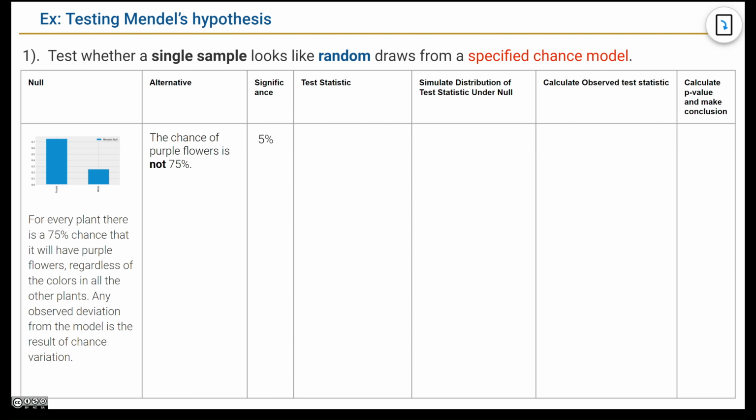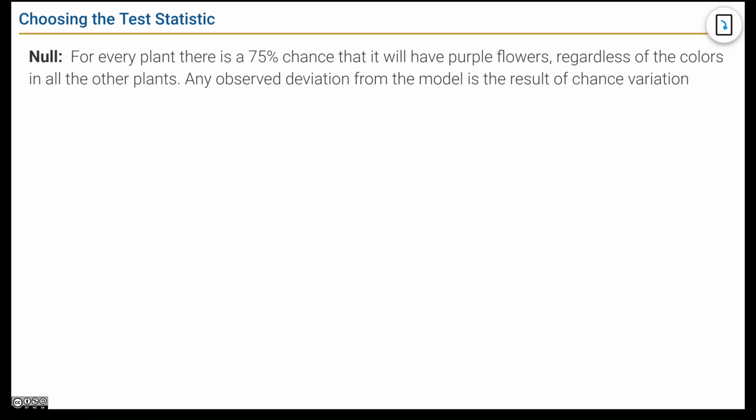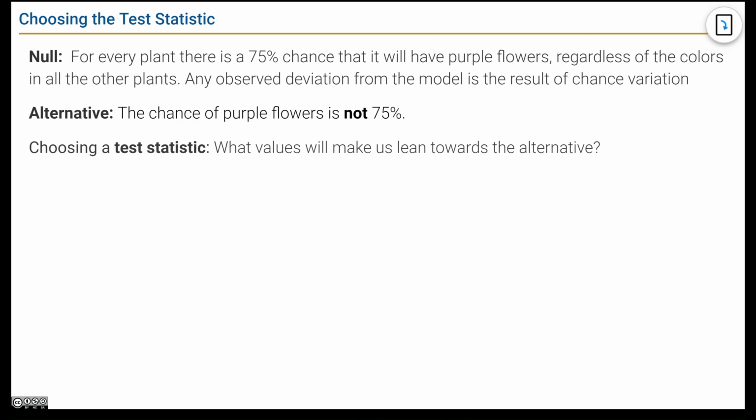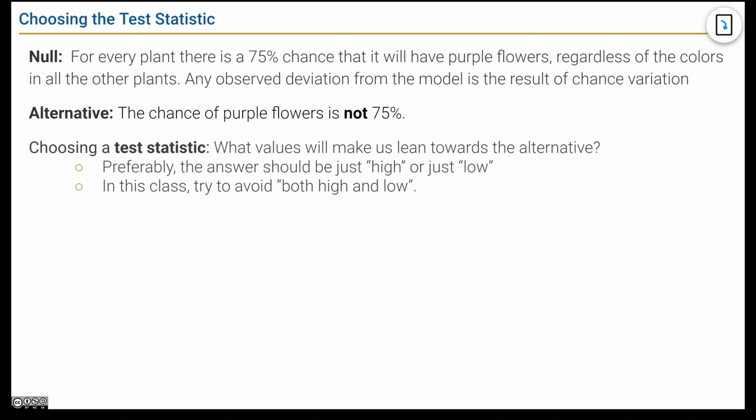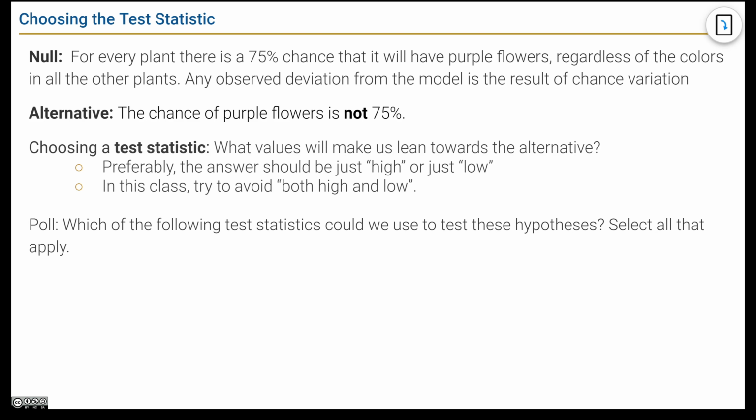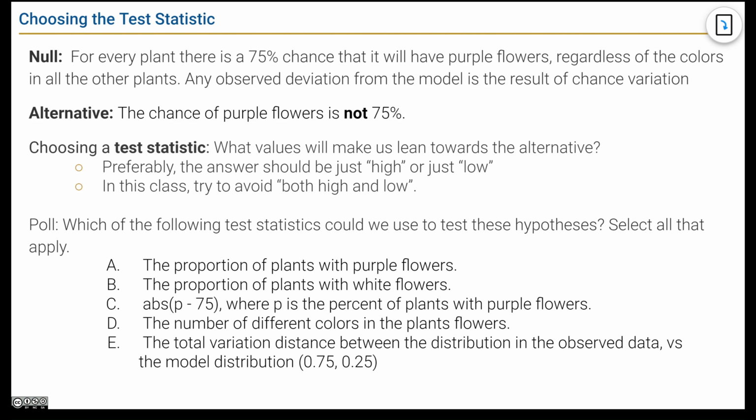Now we need to think about what we should use for our test statistic. To determine your test statistic, you really want to look at the alternative hypothesis because you want to decide what values will make us lean toward the alternative. In this class, we're trying to have you set these up so that your answer is either just high or just low, not both. So given that context, which of the following test statistics could we use to test Mendel's hypothesis? Take a minute and select all that apply.